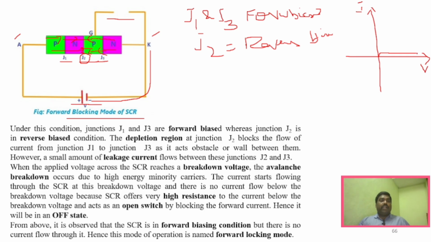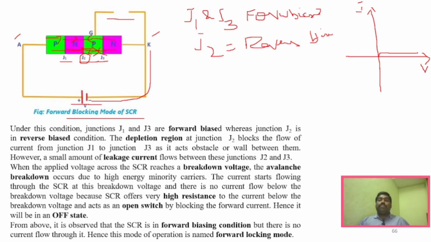For example, if you keep on increasing this voltage, the charge carriers will gain more strength, so that they will break this particular junction. J2 will be broken because of avalanche breakdown.